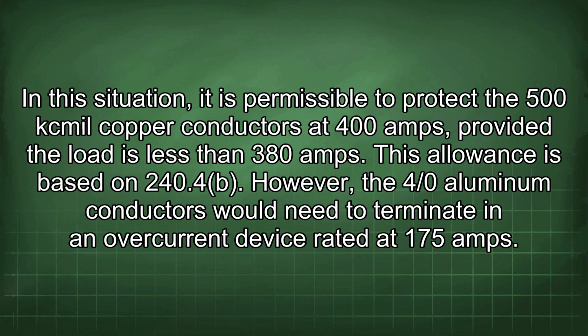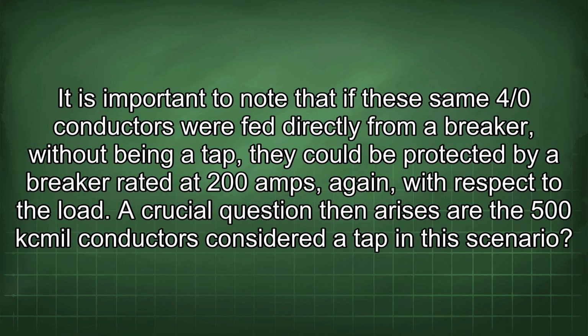However, the 4/0 aluminum conductors would need to terminate in an overcurrent device rated at 175 amps. It is important to note that if these same 4/0 conductors were fed directly from a breaker without being a tap, they could be protected by a breaker rated at 200 amps, again with respect to the load.